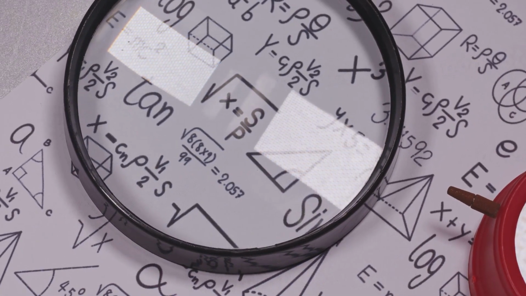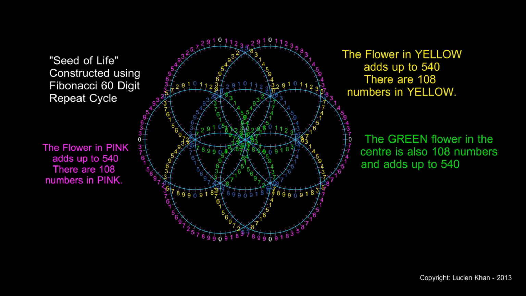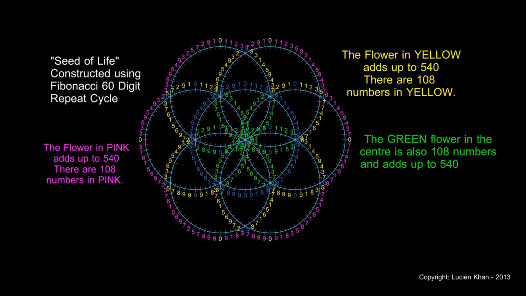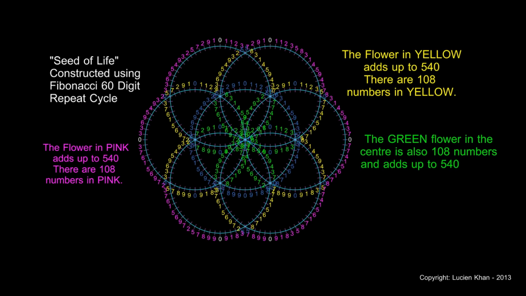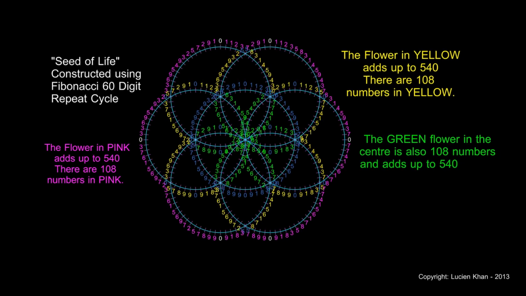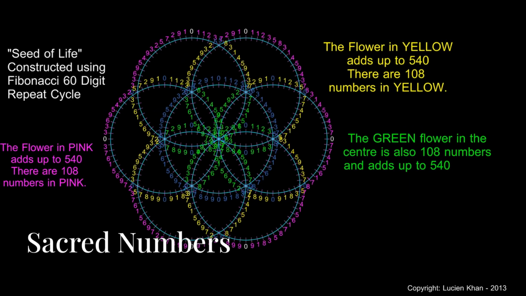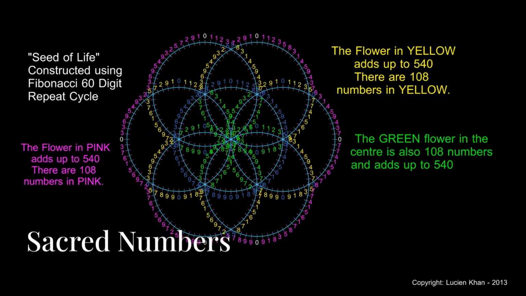Now compare this relatively simple square to the Fibonacci seed of life. Here we have flowering patterns of numbers, all consisting of 108 numbers, all adding up to 540. The design is so much more complex, but it is not only far more complex, it is so mathematically beautiful. But that is not all.